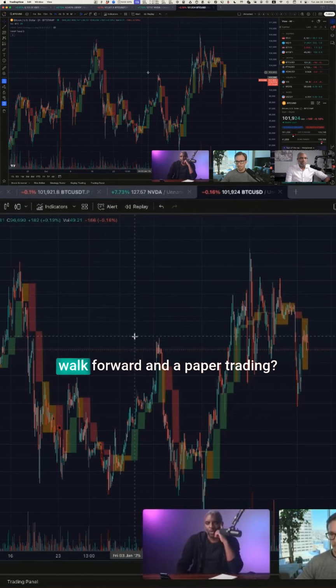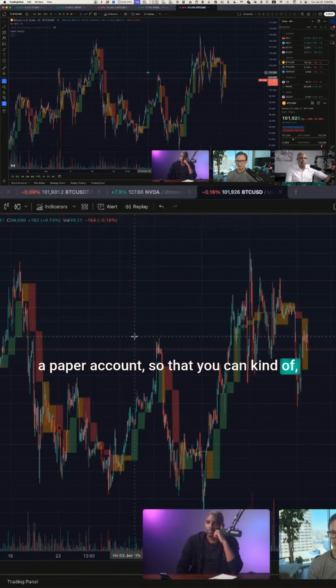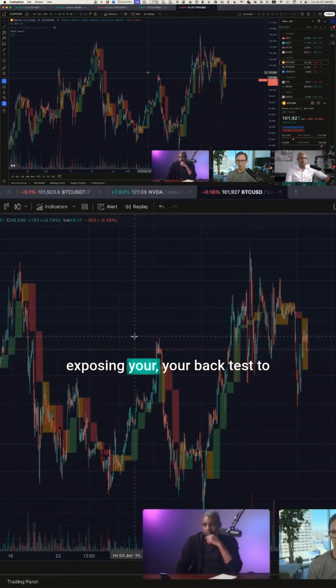What's the difference between a walk forward and paper trading? It's still the same. Walk forward can be done in a live account, but I would always recommend doing it in a paper account so that you don't put any real capital at risk, obviously. The walk forward test is more about exposing your backtest to data that it's never seen before. Whether that's in a live or a paper account is totally up to you.